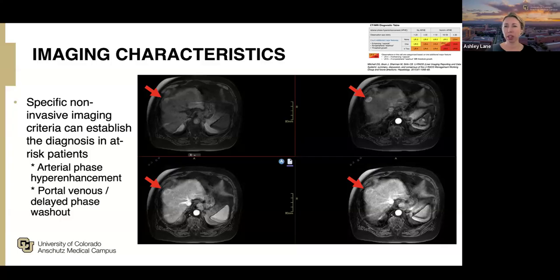I just included in the top right, nothing for you to memorize, but you may see our radiologists use what's called the LI-RADS criteria to risk stratify lesions, to see if they meet certain criteria that help us characterize the lesions and determine our concern for HCC or not.